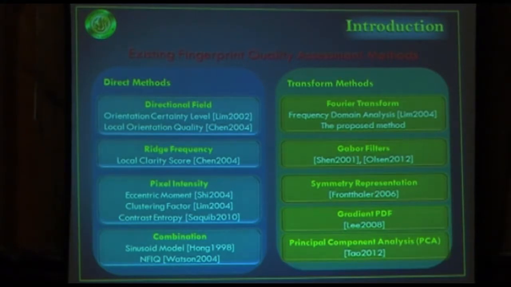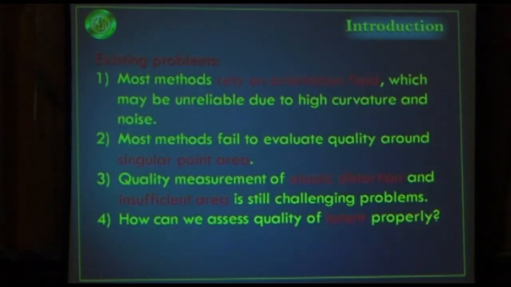On the other hand, the transform method. We have the Fourier transform, Gabor, or anything. This is the way that we transform the image into another representation or another domain, and then we try to convert the coefficient information in that domain into some quality measure. So these are the list: Fourier transform, Gabor filter, symmetric representation, gradient PDF, as well as PCA. My proposed method is in the first one, the Fourier transform.